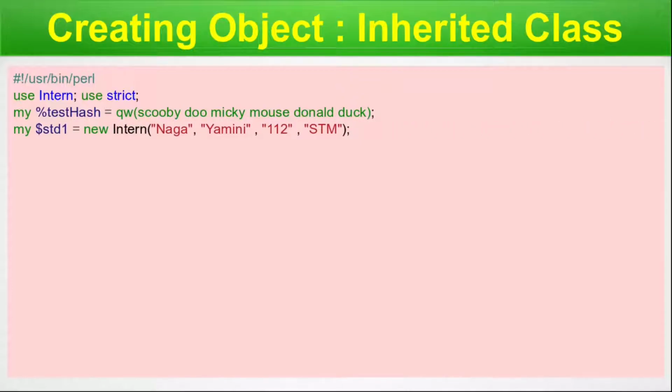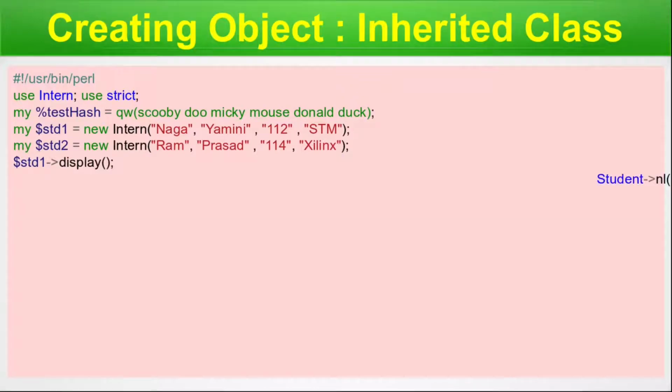Okay, so now again what we are doing: student 1 equals new Intern, then we write name, surname, roll number and the company name, and next st2 equals new Intern and then name, surname, roll number and the company name, and we call display in the same way we have done. So this display is the display that has been defined in the subclass.